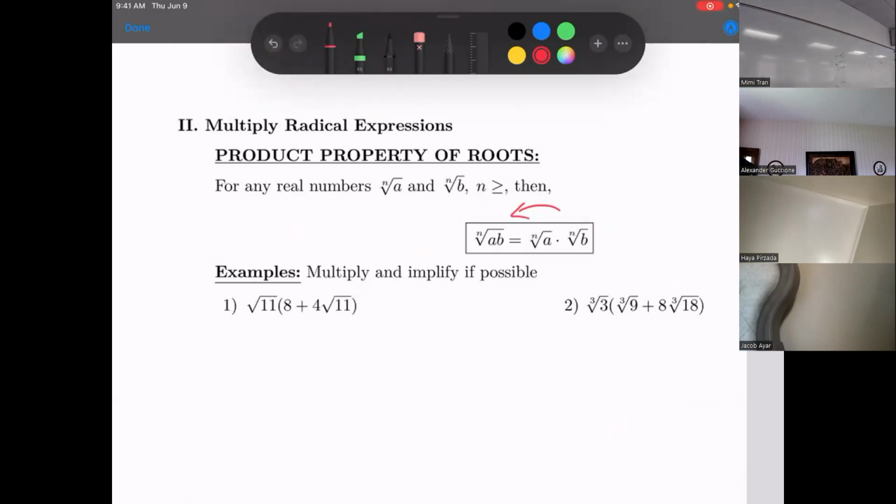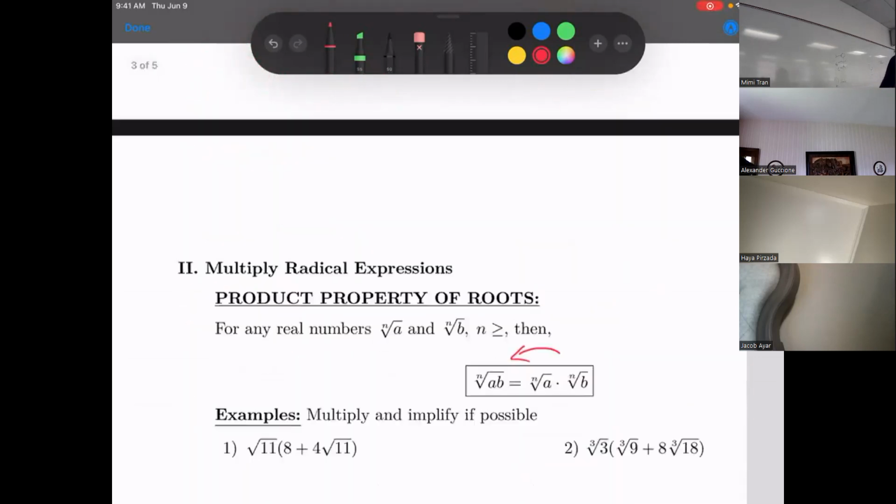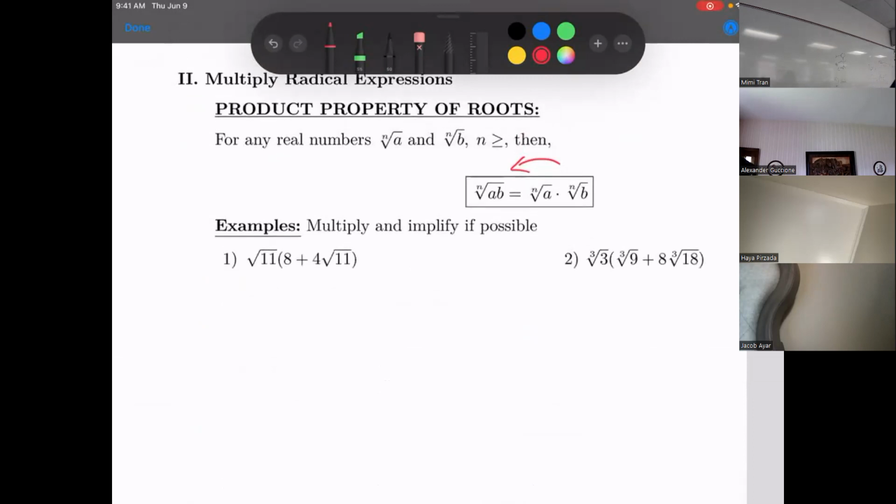What has to be the same? The index, right? The radicand, you don't have to. A and b are different radicands. As long as you have the same index, you can multiply, and you multiply under the root too. Remember, adding and subtracting, you're not allowed to. You only do the coefficient outside, and whatever is under the root you keep the same. But for multiplication, it's a bit more flexible.